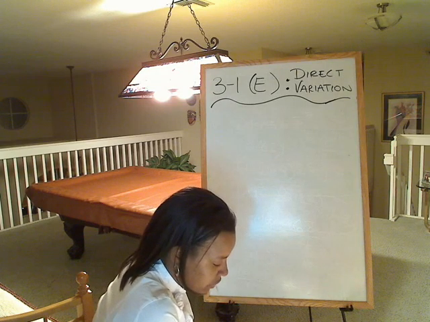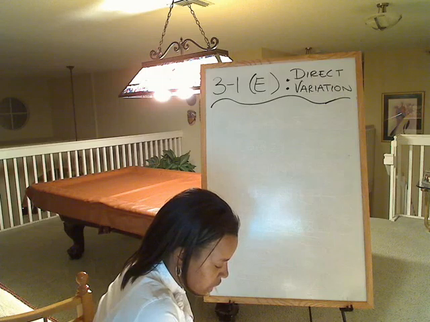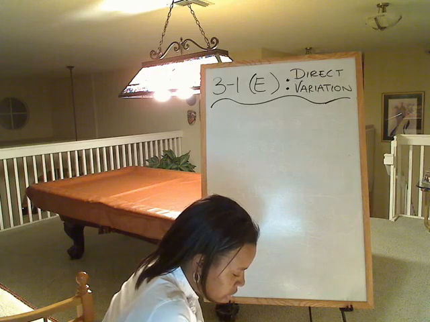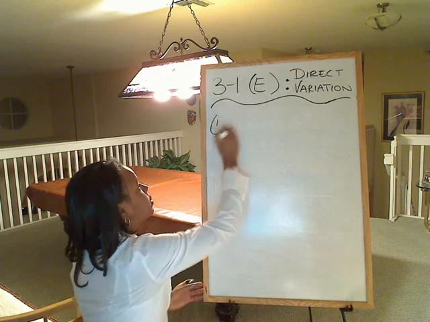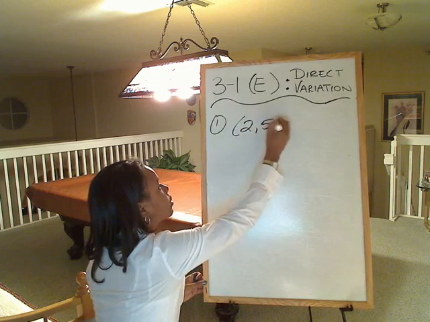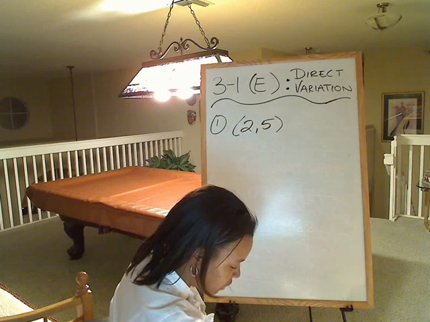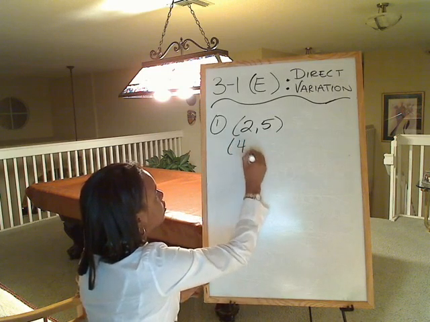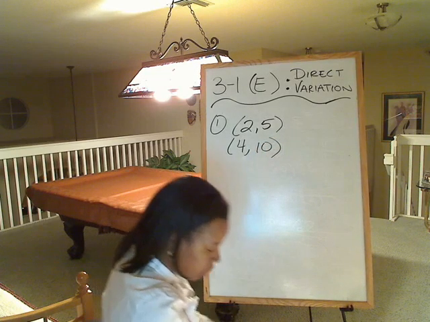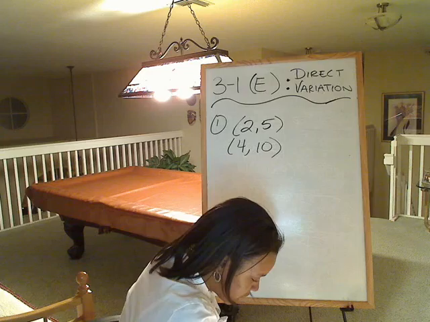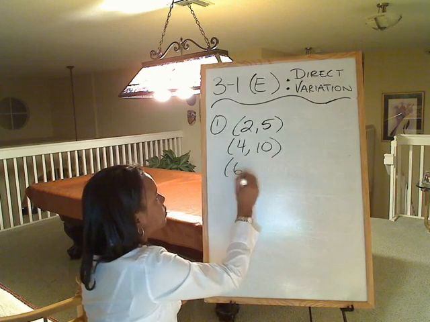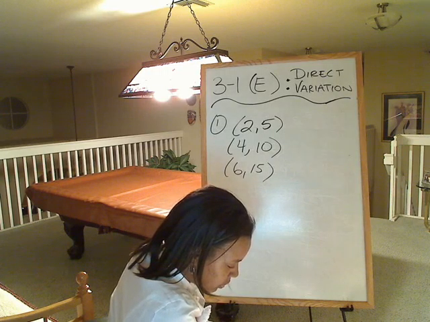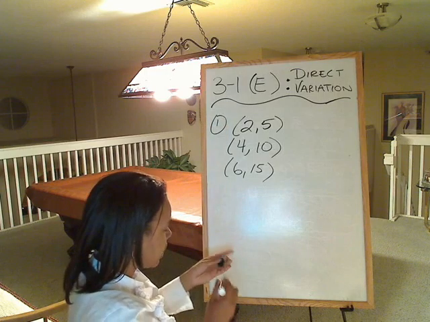So I'm looking at the graph. I'm just going to find some points on this graph. If you look at the point for 2 magazines sold, you earned $5. So I'm going to write that down. For 2 magazines sold, you earned $5. For 4 magazines sold, you earned $10. And for 6 magazines sold, you earn $15.